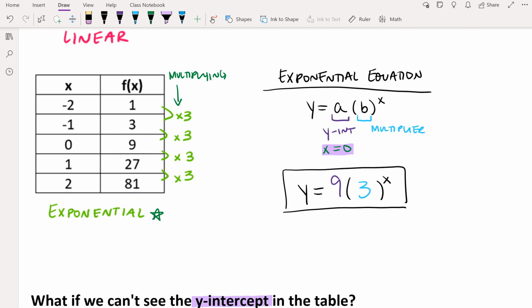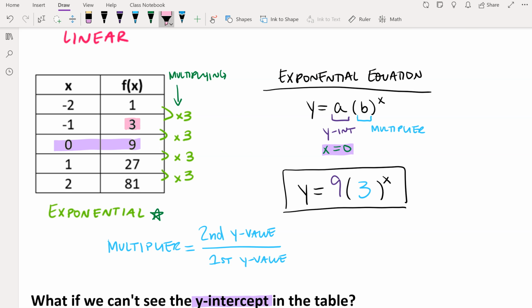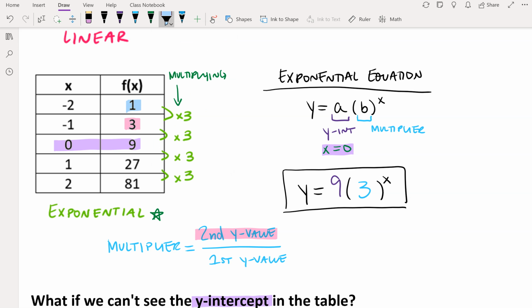Okay, so how does this help us? Weren't we trying to find the multiplier before? Yes. Check this out, y'all. Your multiplier, write this down. Your multiplier can always be found like this. Multiplier equals the second y value divided by the first y value. Y'all, we can divide to find the multiplier. What do I mean by second y value and first y value? I'll show you. Here's the second y value, 3. So you'll put that on top, divided by your first y value.